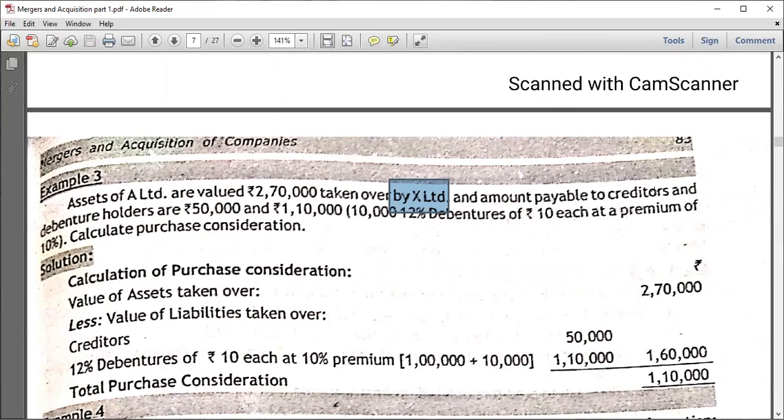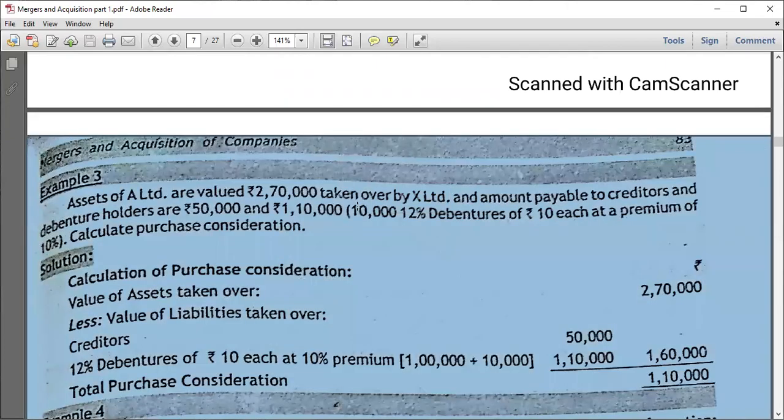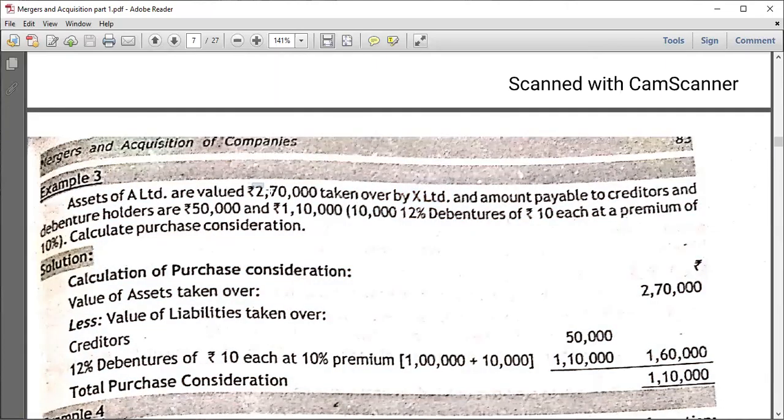The amount payable to creditors and debenture holders is rupees 50,000 and 1,10,000. The total assets taken over is how much? 2,70,000. So liabilities, look here, creditors and debentures, both are liabilities. The creditor value is 50,000 and the debenture value is 1,10,000. That is 10,000 12% debentures of rupees 10 each at a premium of 10%. They have already given the amount, you don't have to calculate.